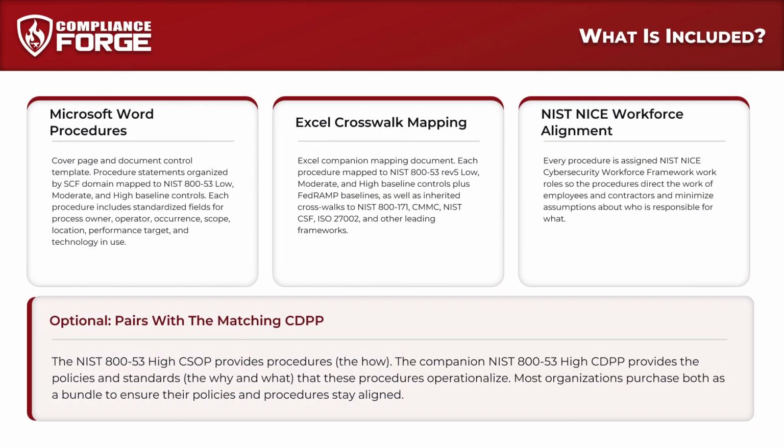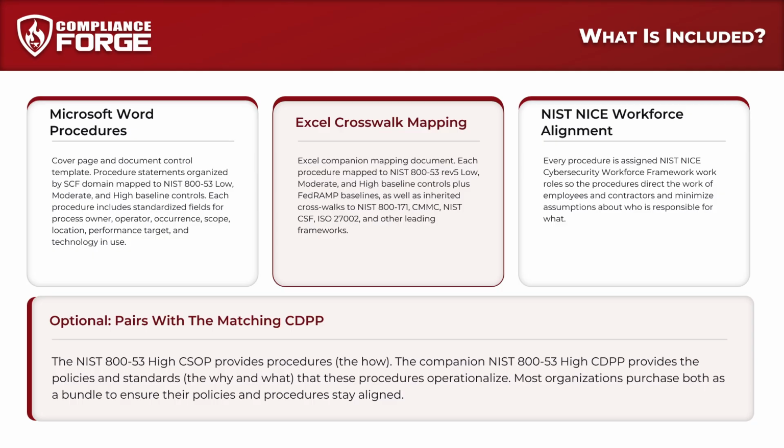The high version of the CSOP is delivered as an editable Microsoft Word document with a companion Excel mapping. Purchase includes a single entity license and the first year of product updates. The Microsoft Word procedures include a cover page and document control template and procedure statements organized by SCF domain, mapped to the NIST 853 low, moderate, and high baseline controls.